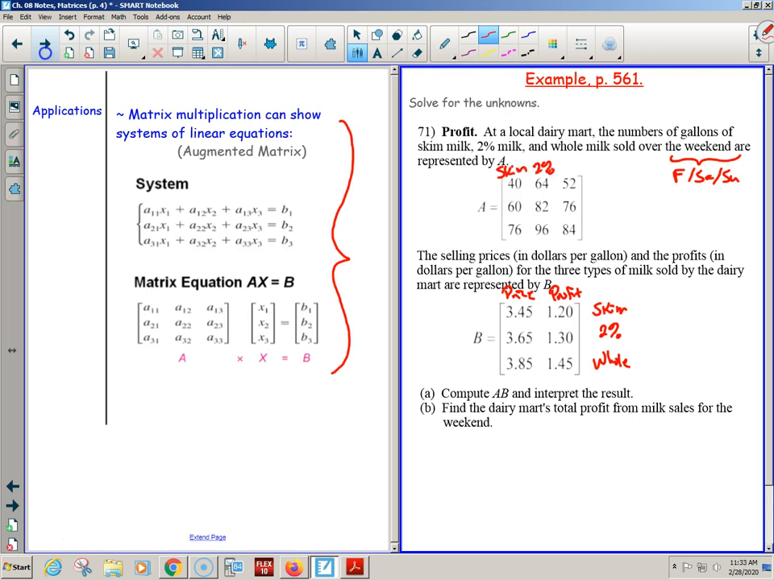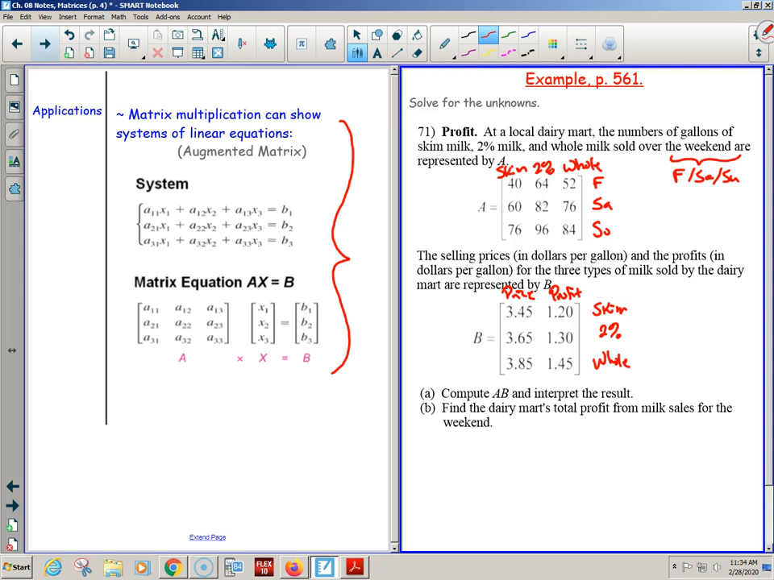Nope. Friday. So where's my Friday, Saturday, Sunday? Oh. See it? How does that make sense? Oh. I sold 40 units of skim at $3.45. I sold 64 units of 2% at $3.65, and I sold 52 at $3.85. Do you see it? It's the only way that makes sense.